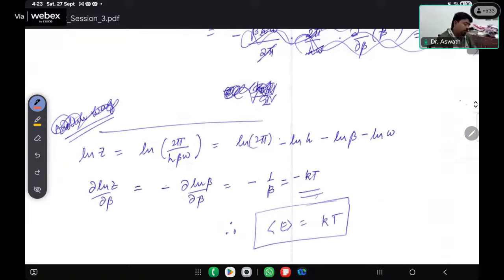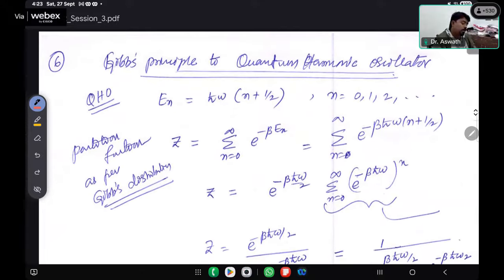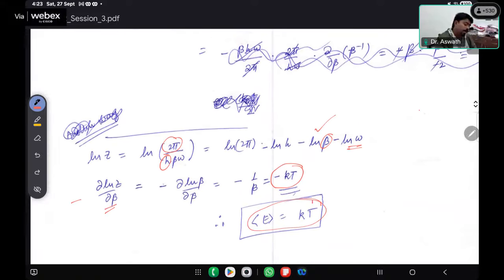I have it here for you. There are a few terms: a constant 2 pi, Planck's constant, beta, and omega. These are all constants, so you can put them in and just differentiate with respect to beta. Only this is the term which is going to contribute; everything else is 0. So what is that contribution? Minus of kT. I want minus of minus, so I have kT as the average energy. For a classical harmonic oscillator, I got an average energy of kT. That is what we did earlier also.